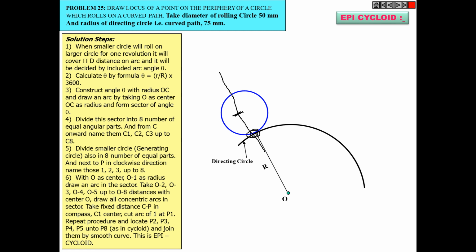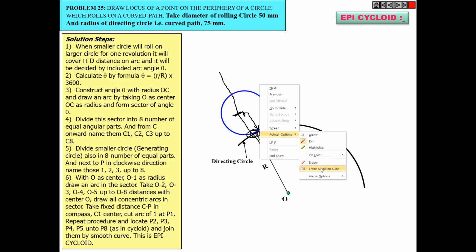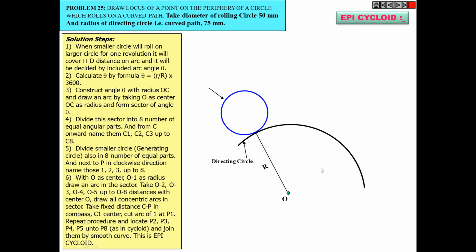Then this point will be the center point of your rolling circle. Now take this much length in your compass, place your compass at this center point and draw this circle. Then you can get this rolling circle. Is it clear? Any doubt so far? No, sir. Okay, fine. So this is my rolling circle or generating circle. Since nothing has been given in the problem, I am assuming the rotation of the rolling circle in clockwise direction. Okay, next.